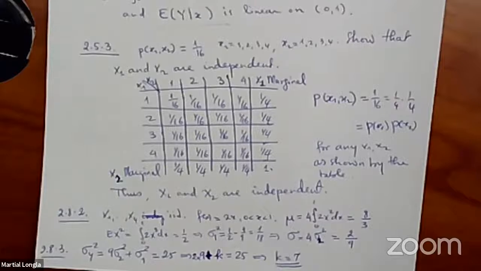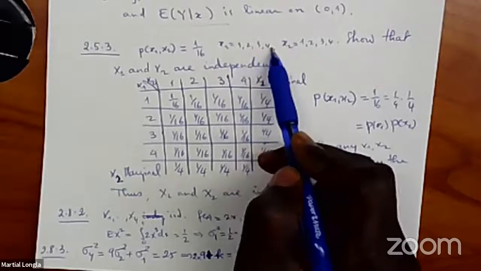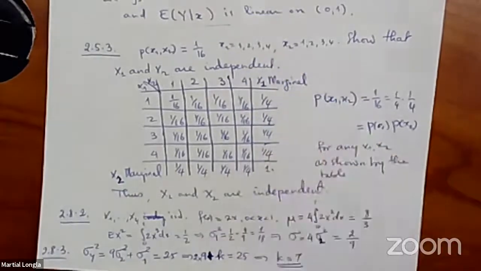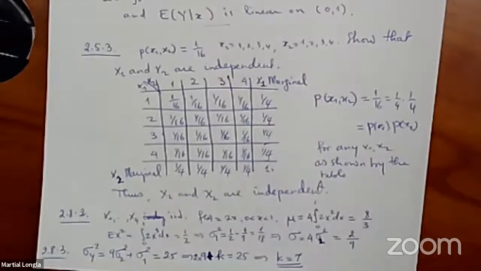The next question was about independence. Simple. We know that two random variables are independent if the joint distribution can be written as a product of distributions for all values of x and y in the range. The range is from 1 to 4 for x1, 1 to 4 for x2, so there is no problem. The range of x doesn't depend on y, and the range of y doesn't depend on x.